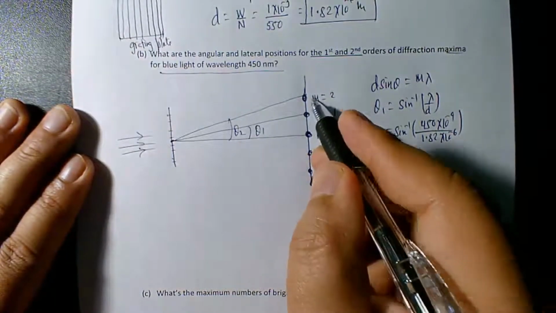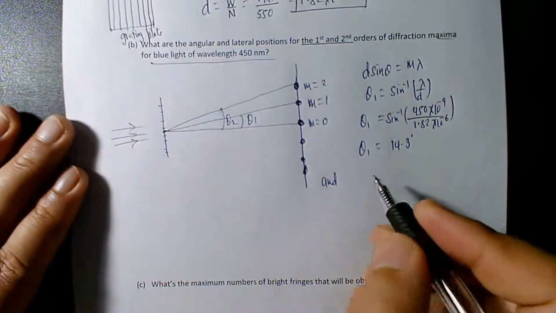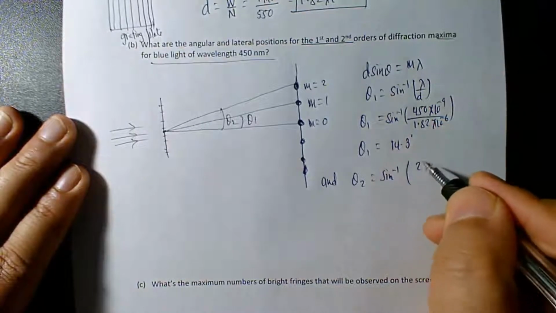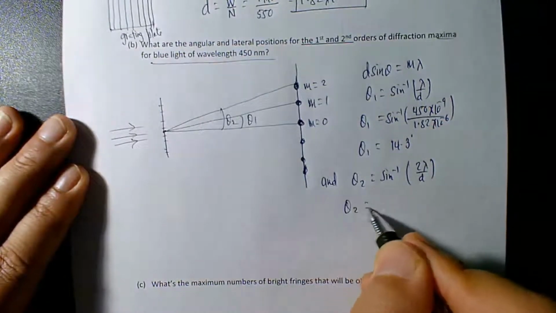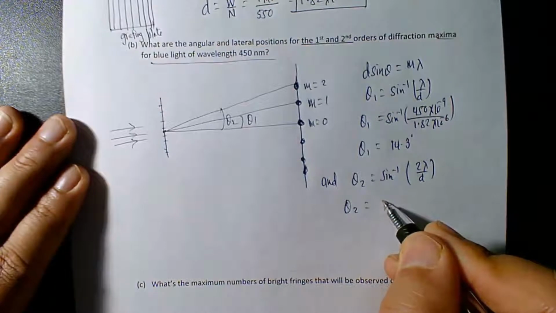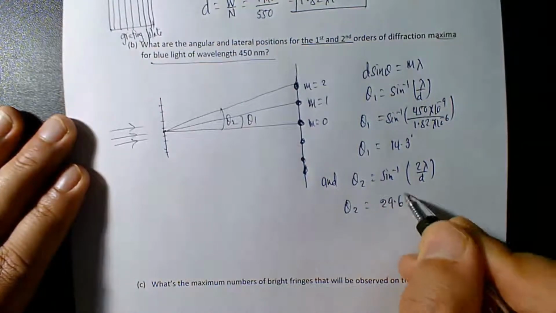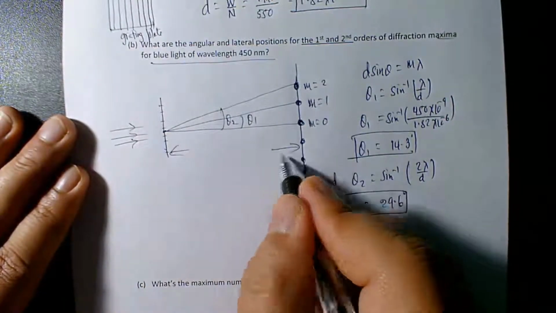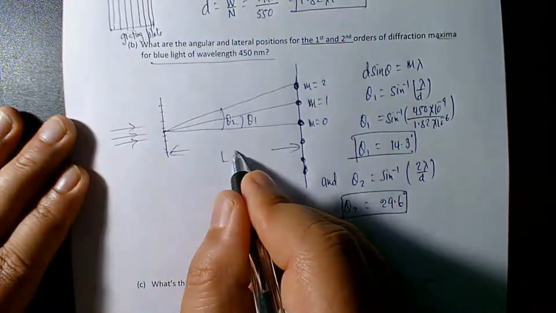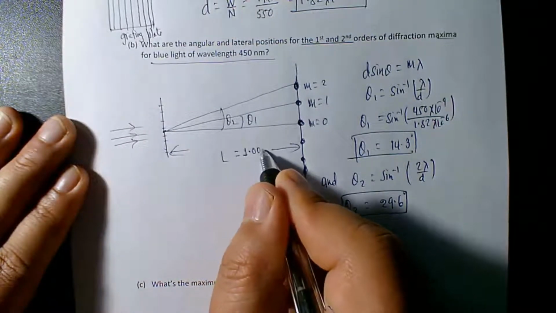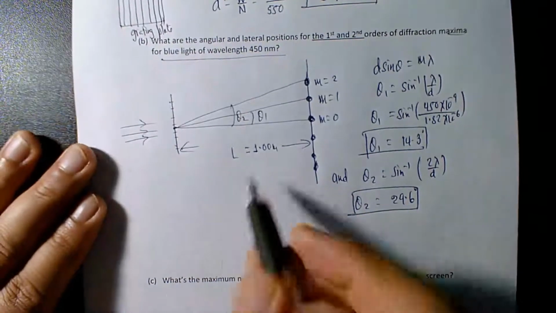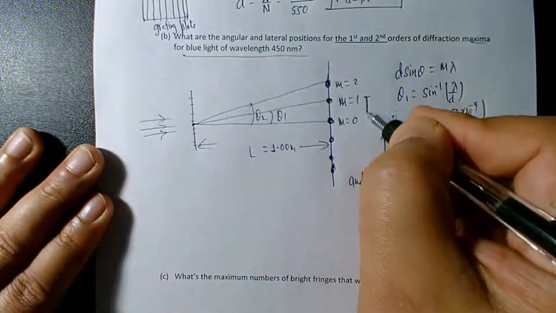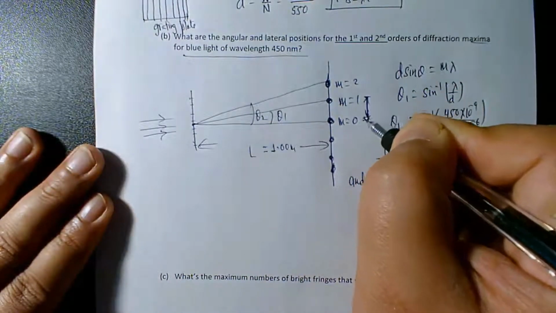And the second bright fringe, right? The second bright spot will be at m equals 2, so theta 2 is inverse sine of 2 lambda over d. Do the same thing, and it's going to be 29.6 degrees. Now once you have these angles, this distance to the screen is given to you. I should give you this distance, but I'm just assuming it is 1 meter.